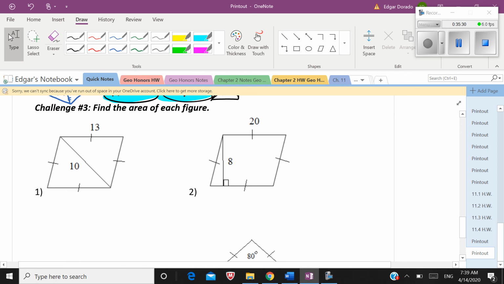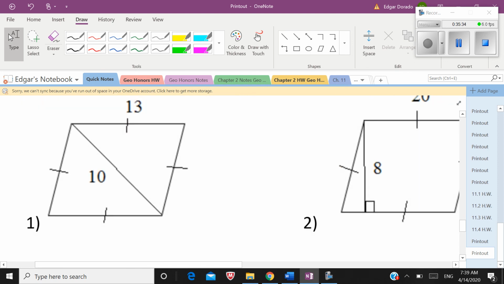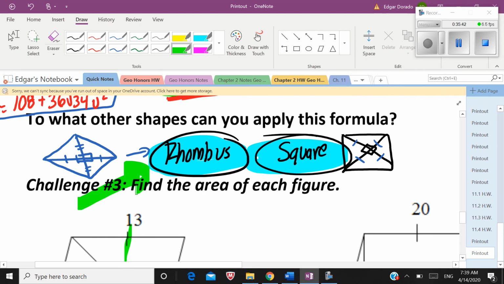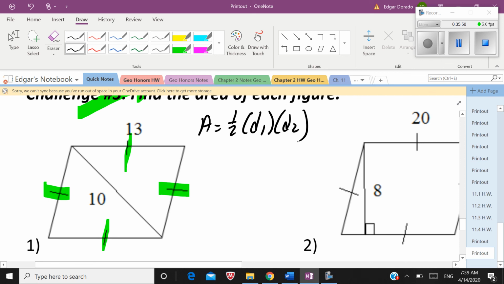I'm probably going to have to do the remaining ones here. Let's go ahead and look at number 1. So here we have a rhombus. That means if it's a rhombus, just like I said earlier, I can apply this formula too. So I need area is 1/2 diagonal number 1 times diagonal number 2. Well, I do have diagonal number 1. It's right here. That's 10.